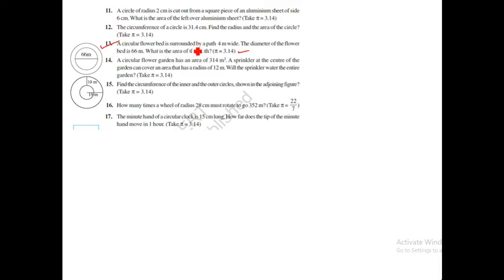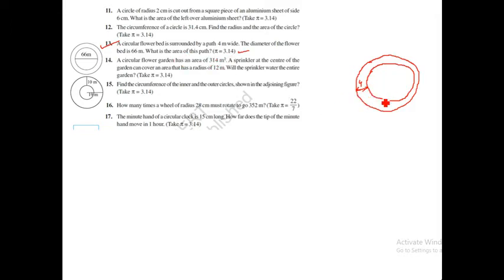Okay, the circular flower bed. We can draw a circular flower bed, and this one is the circular flower bed, and the width of the path is given as 4. It's uneven in the drawing, but it's 4 for the entire width. Next, the diameter of the flower bed is 66 meter. What is the area of the path?